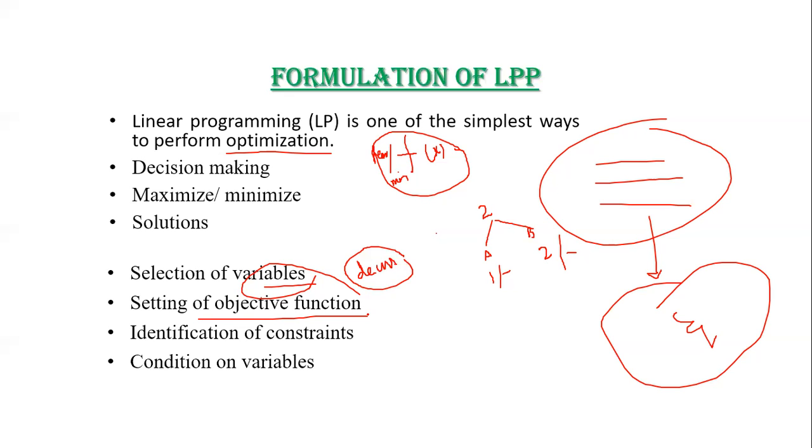The one step is selection of variables. And the second step is setting of objective function. The third step is identification of constraint. And the fourth step is conditions on variables, right? I think you are clear now. So let me take one problem. So with the help of one problem, we can get the mathematical model. So once if you get the mathematical model, we can adopt different mechanisms, different methods to solve the problem or to find the solution, right?